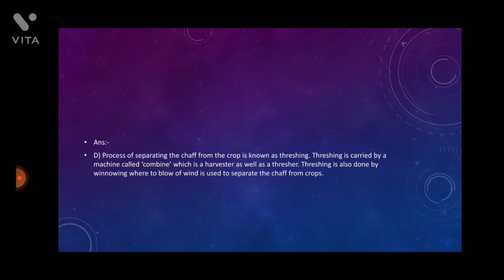Fourth, the process of separating the chaff from the crop is known as threshing. Threshing is carried out by a machine called a combine, which is a harvester as well as a thresher. Threshing is also done by winnowing, where blowing wind is used to separate the chaff from the crops.